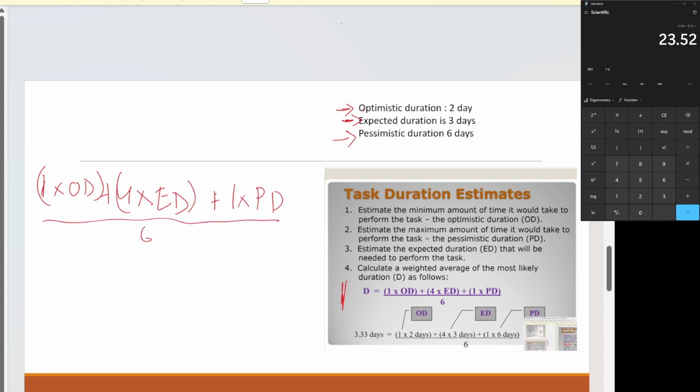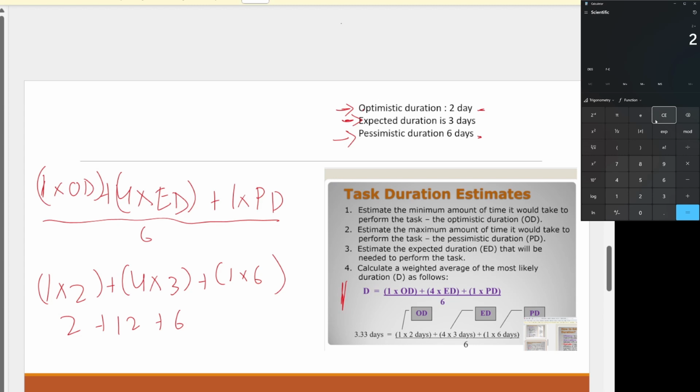Okay, so let's put the numbers into the equation. 1 multiplied by optimistic duration, which we have here, is 2, plus 4 multiplied by expected duration, which is 3 days, plus 1 multiplied by pessimistic duration, which is 6 days. 2 multiplied by 1 is 2, 4 multiplied by 3 is 12, plus 6. Let's calculate it.